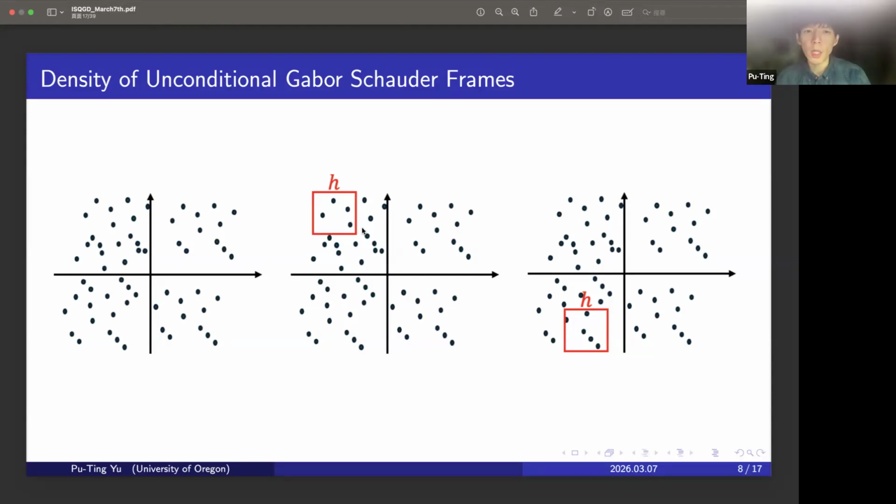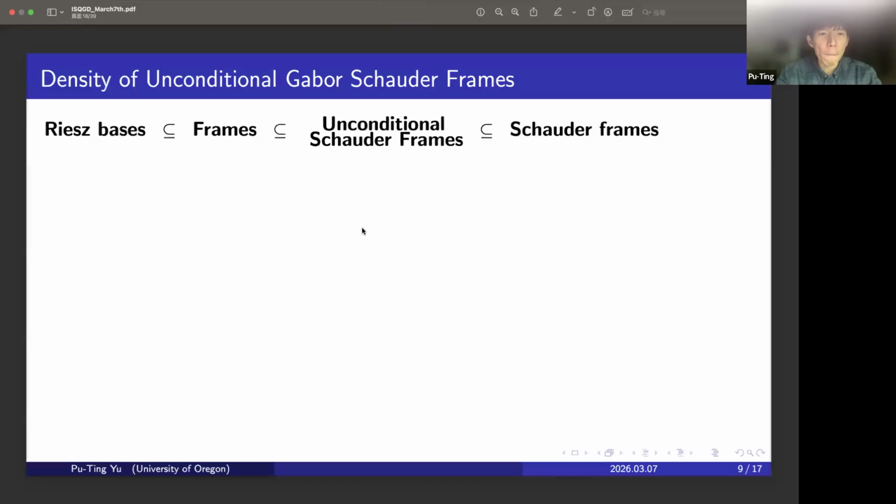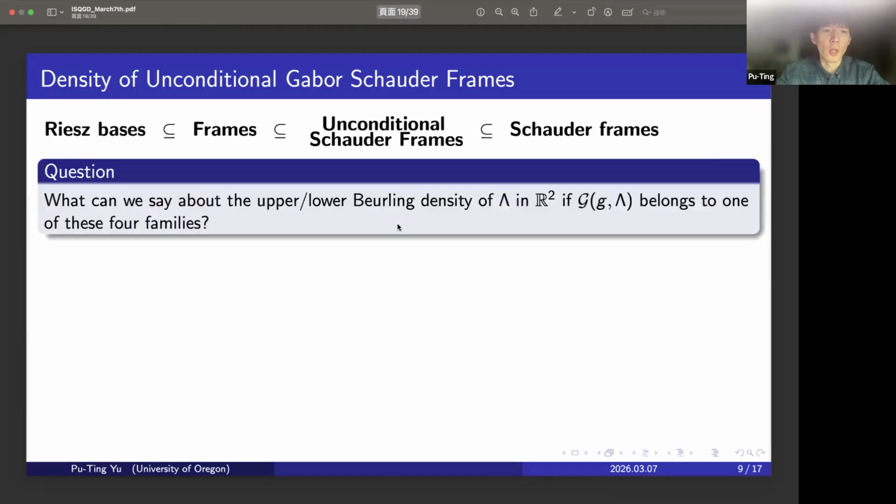So now this is the criterion I'm going to use to estimate how dense a set in R2 is. So now I can further refine the question a little bit. Recall that we have this hierarchical structure, where we have some sort of inclusion relationship among these four families. So now the question becomes, what can we say about the upper and the lower Beurling density of lambda in R2 if the Gabor system G(lambda) belongs to one of these four families?